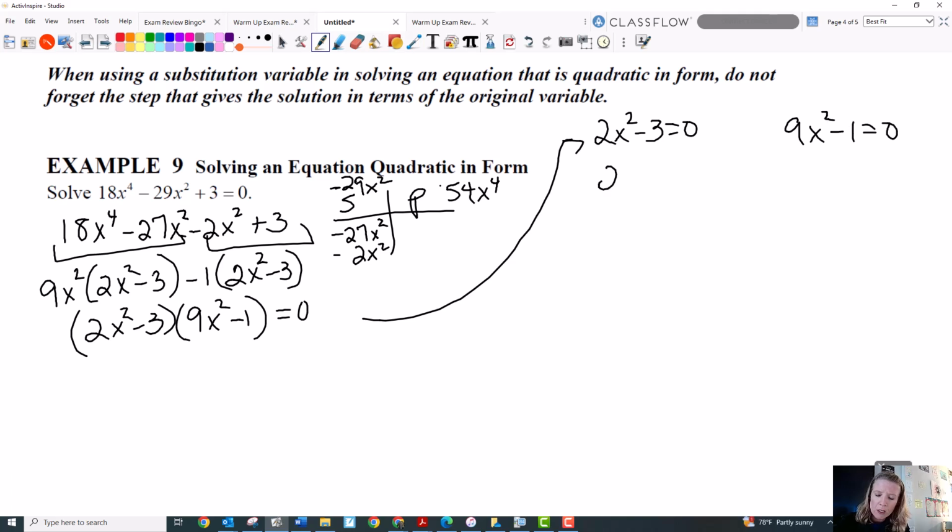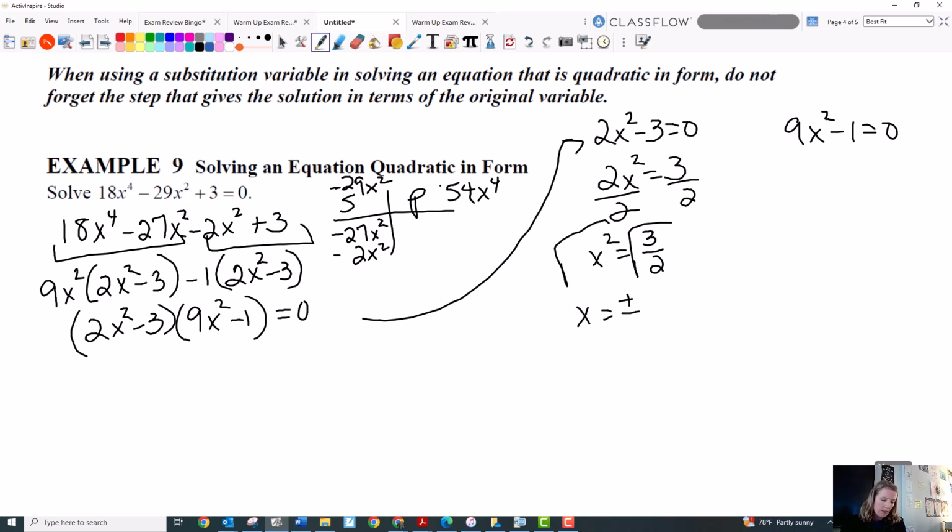Move the 3 over, so 2x squared equals 3. Divide by 2, so x squared equals 3 over 2. Take the square root, so x equals plus or minus the square root of 3 over the square root of 2. Now, my math lab makes you rationalize your denominator, so a little refresher on that. Plus or minus the square root of 3 times the square root of 2 on top is the square root of 6. 2 times 2 on the bottom is just 2. So it'd be plus or minus the square root of 6 over 2.